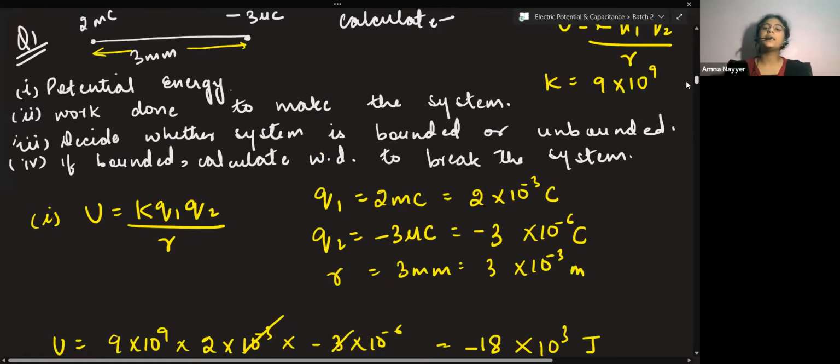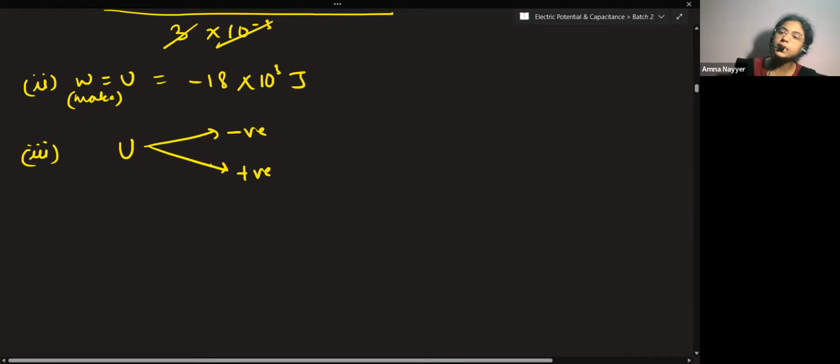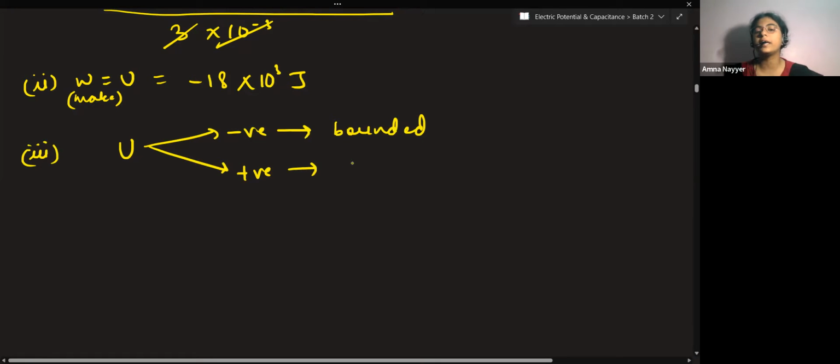It says whether the system is bounded or unbounded. You have to decide. See, if your potential energy comes out to be negative, both of these can happen. It can be either positive or negative. If it is negative, then your system is bounded, stable, in stable equilibrium. If your potential energy comes positive, then understand that it is unbounded. So our answer is coming negative. It means our system is bounded.